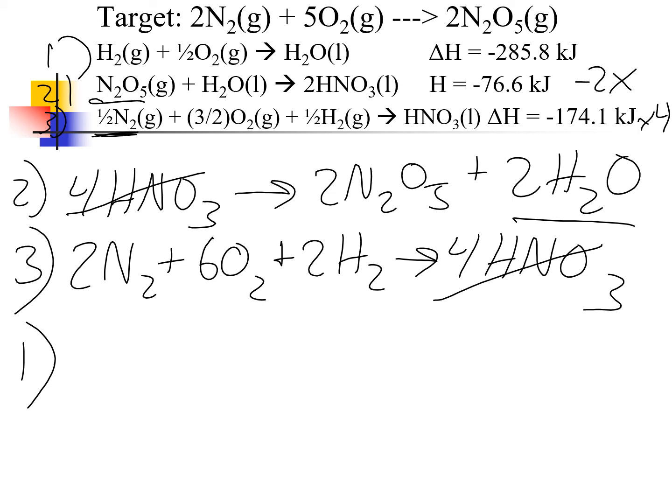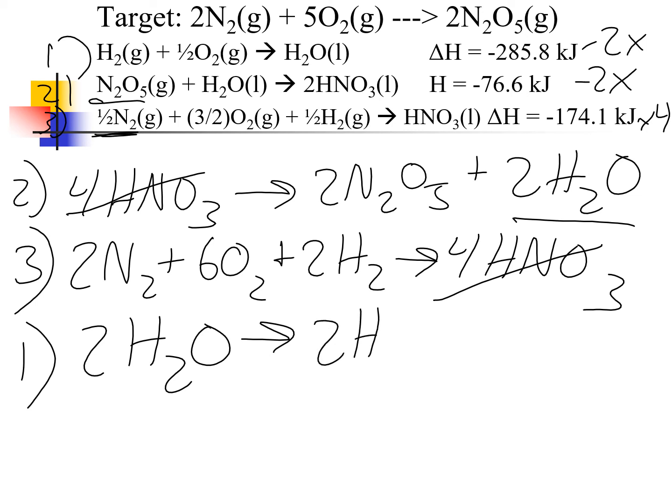I need to cancel out 2 waters, which is a product already. So I'm going to reverse it and times 2. And we'll kind of see how that plays out. So if I reverse it and times 2 from the first equation, I would get 2 waters yields 2 hydrogens plus an oxygen.